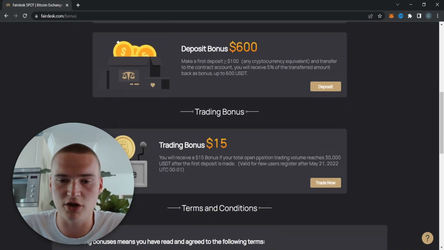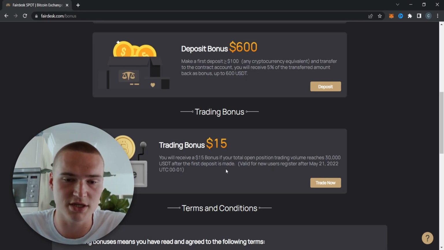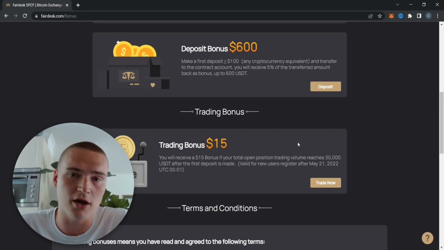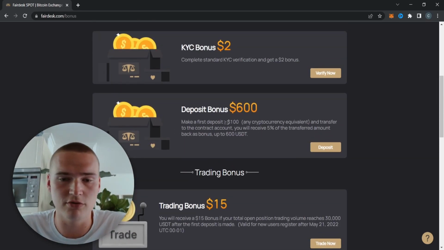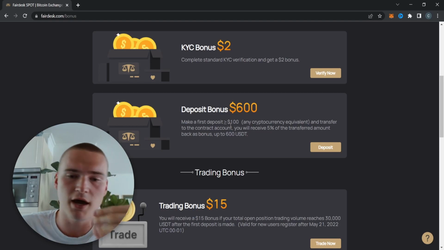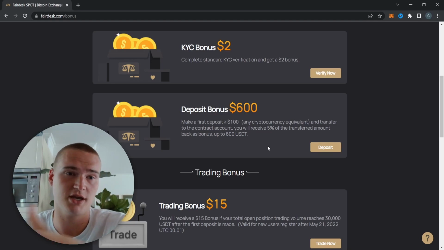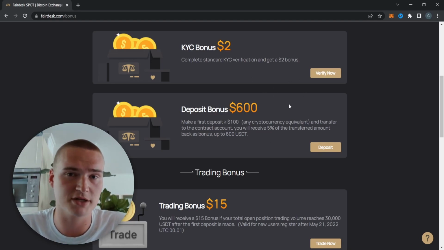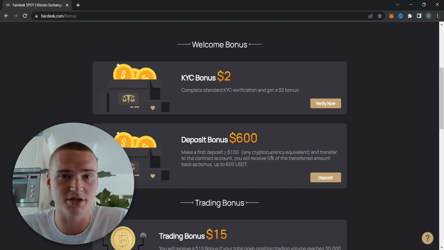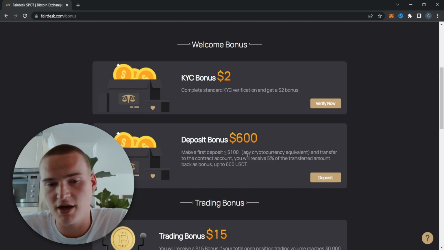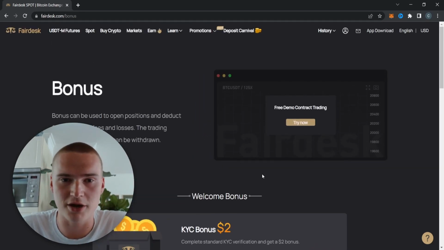Apart from that, also a $15 bonus if your total open position trading volume reaches 30,000 USDT after the first deposit is made, which, while using margin and leverage, is something you can really get to. And apart from that, this is only if you deposit 100 USDT. For example, if you deposit 1,000 USDT, and again, you can just transfer that from your exchange into Fairdesk, get the bonus, and then transfer it back to your own exchange. Or you might like Fairdesk and use it there. But for example, if you transfer that 1,000 USDT to Fairdesk, you'll get a 50 USDT bonus, right? So that would definitely be worth it in my opinion, and I also did that.